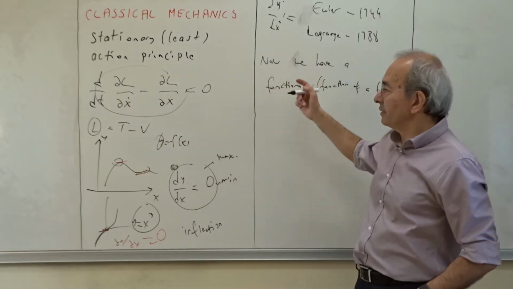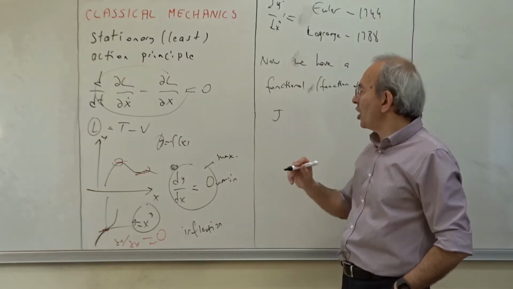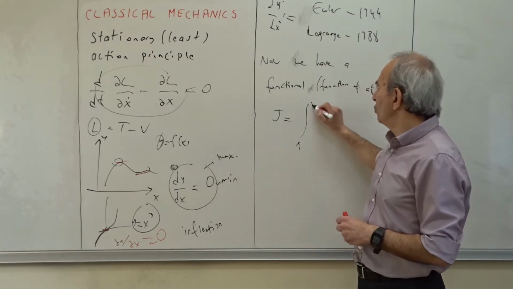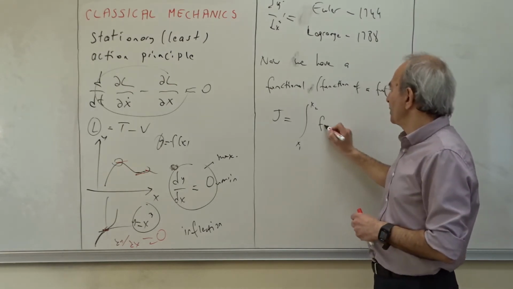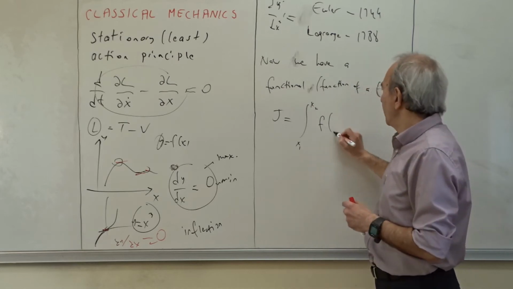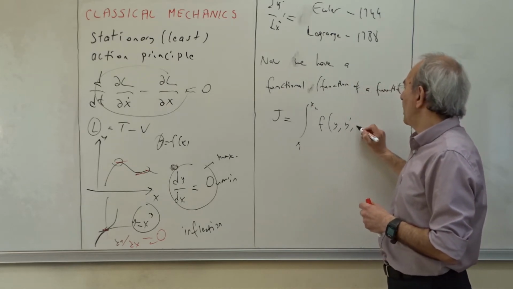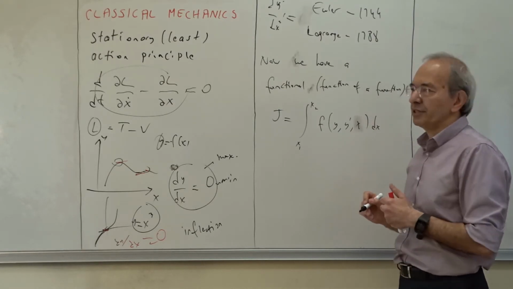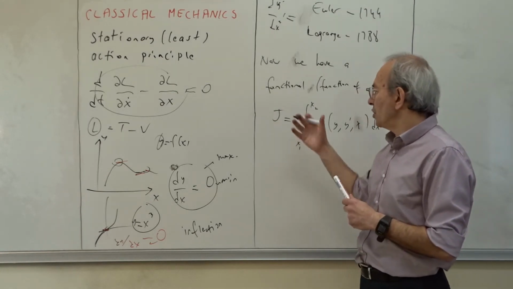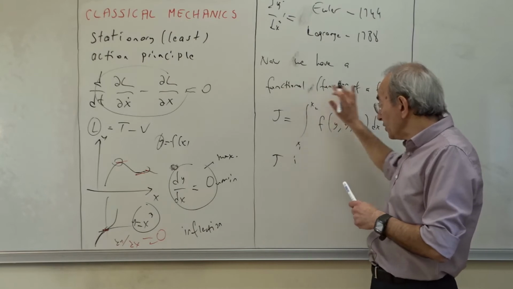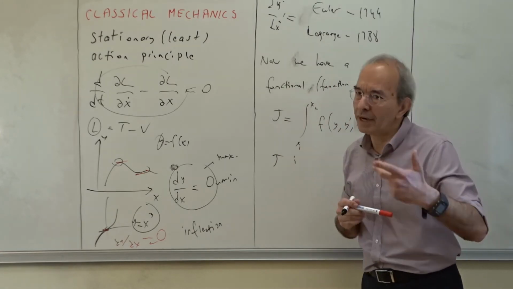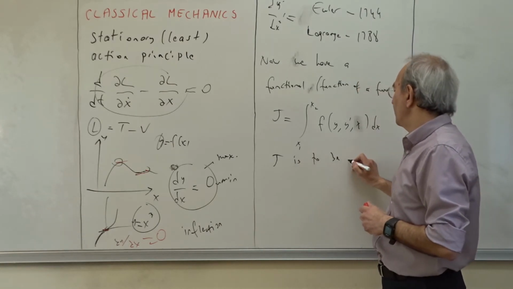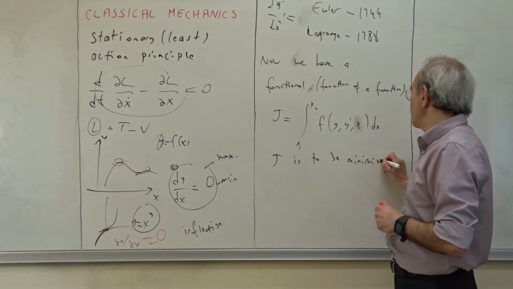And in Euler's case, we generally have some, let's say, a J. I will try to explain. It is an integral from some initial value to some final value. And here, for example, we have an f, but f is a functional. F is a function of, let's say, y, y prime, and maybe time dependence or x dependence, and dx, for instance. So that integral as a whole, J, is to be optimized, let's call it minimized, for instance.